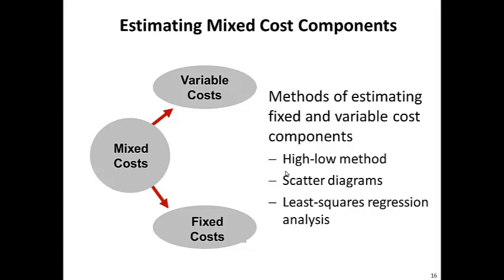Now, when we're taking a look at mixed cost, or cost of let's say a cost center or an activity where we know there's both variable and fixed cost, there are methods of estimating those fixed and variable cost components. And we're going to look at three of those methods. The first one is what we call the high-low method. The second one is what we call a scatter diagram. And the third method is what we call least squares regression analysis. So let's start off with the high-low method first.